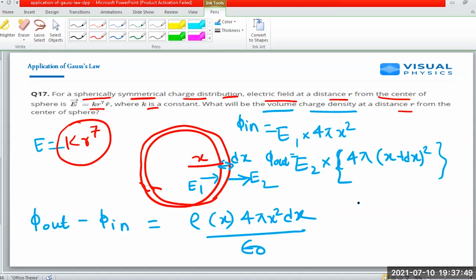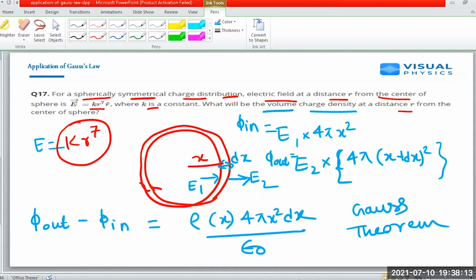Okay, Gauss law, your Gauss theorem. Because my electric field is varying, my flux will be different inside and outside. So net flux will be outside minus inside. This must be equal to the total charge enclosed in this spherical shell divided by epsilon naught.